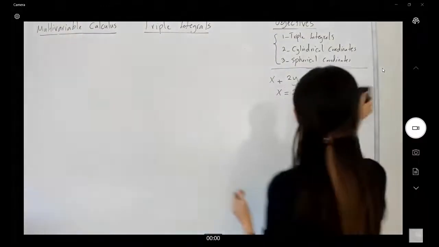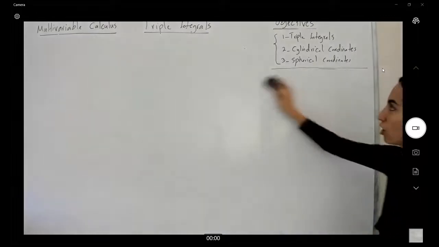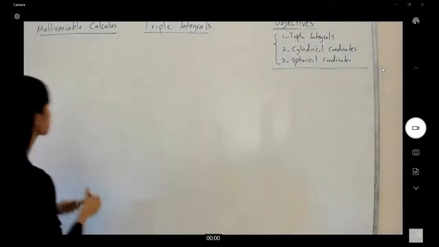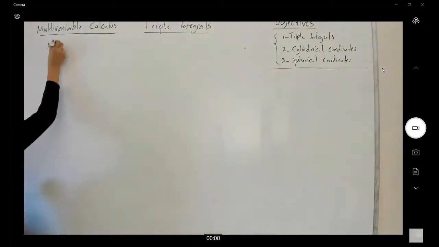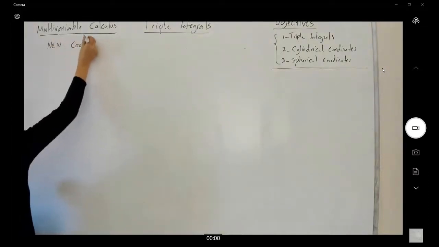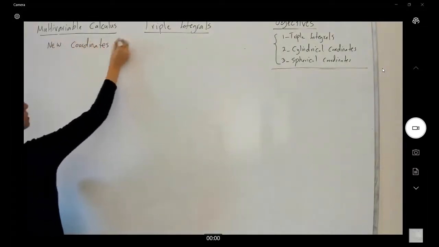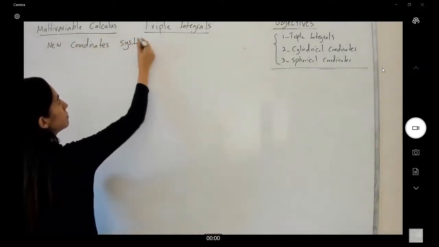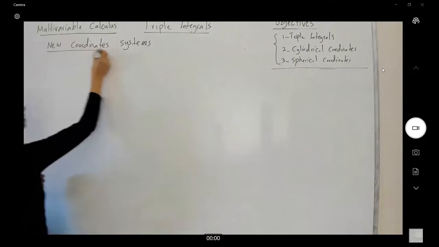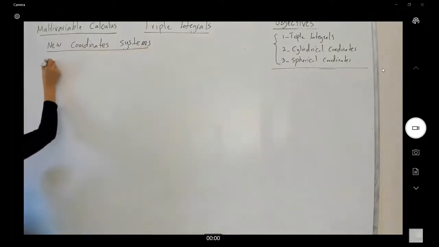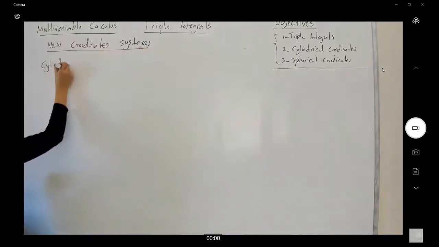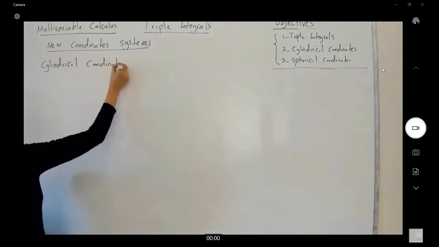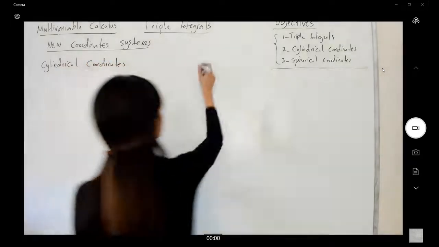Cylindrical coordinates are just a generalization, an expansion of polar coordinates. So, two new coordinate systems. The first one is cylindrical coordinates. And the second one, spherical coordinates.